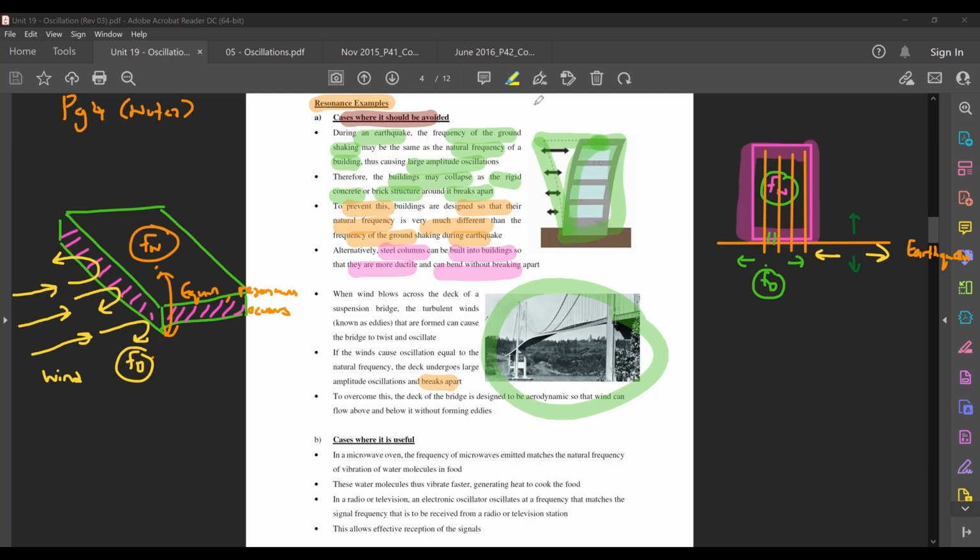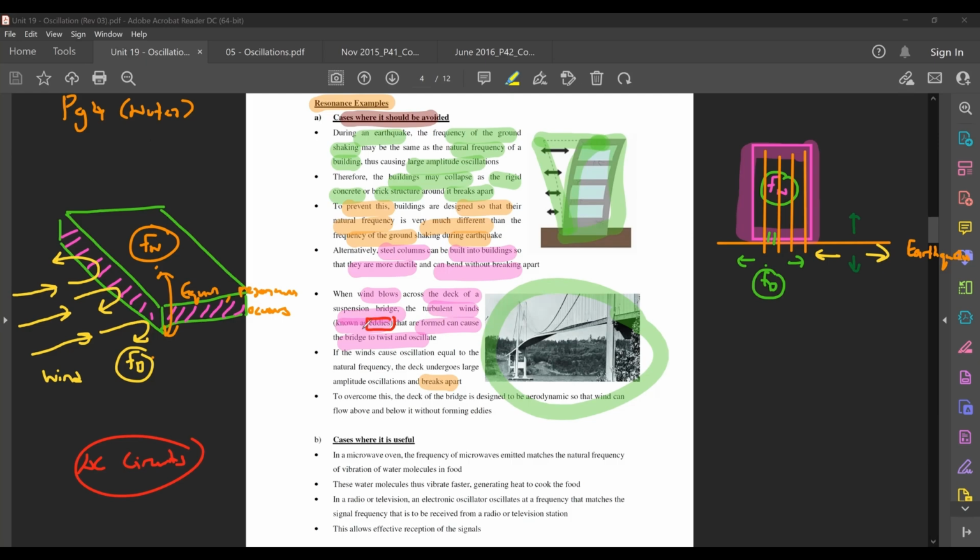Now, in the notes, the first part here, I mentioned that when wind blows across the deck of a suspension bridge, turbulent winds known as eddies are formed that can cause the bridge to twist and oscillate. The wind hitting the bridge and then turning back on and off is known as eddies. But this term is not really something that the syllabus expects to see. When you write your answers, they don't expect you to write the term eddies. Because later on in AC circuits, which is another A2 chapter, you have something else called eddies. That one is another different thing.